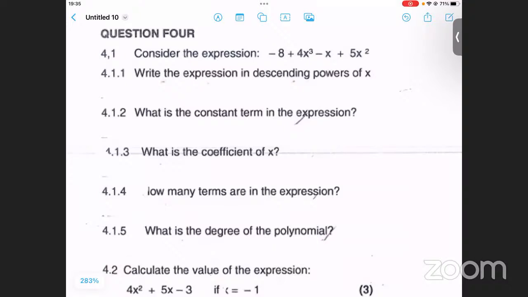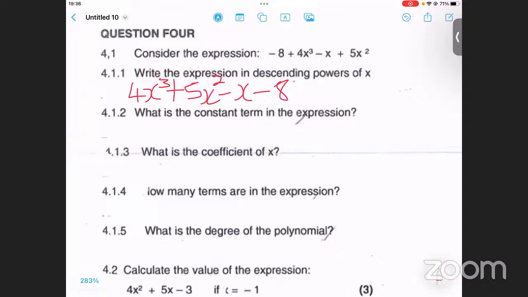And it's going to be 4x cubed plus 5x squared minus x and -8. -8, perfect. And that's how you collect your free 1 mark.